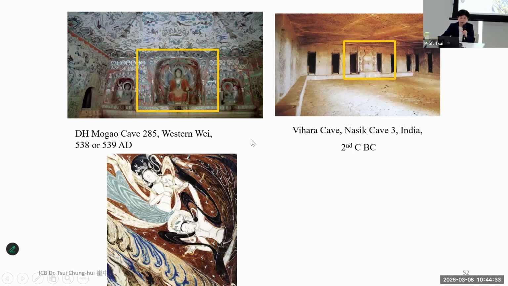And we also need to compare it with the early Vihara caves from India. In India, the Nasik Cave 3 dates back to the 2nd century BC. That time period belonged to the aniconic period, without the creation of the image of the Buddha. But in Dunhuang, this is the iconic period. So we have the main altar enshrined with the Buddha statue.